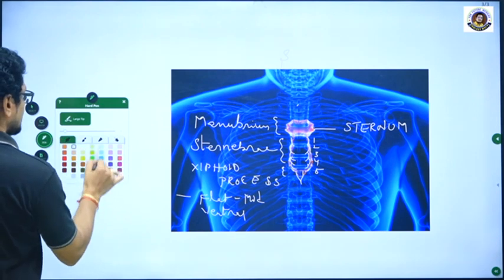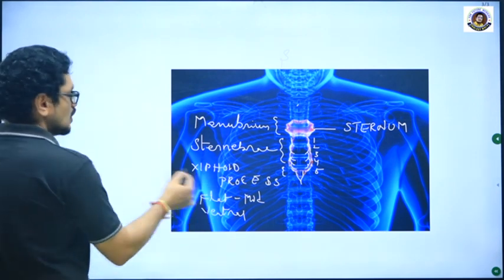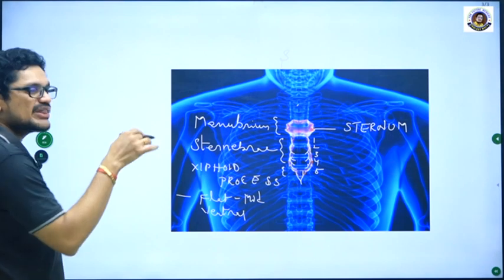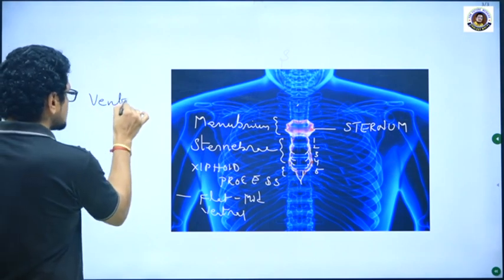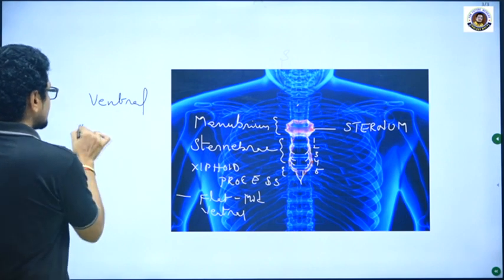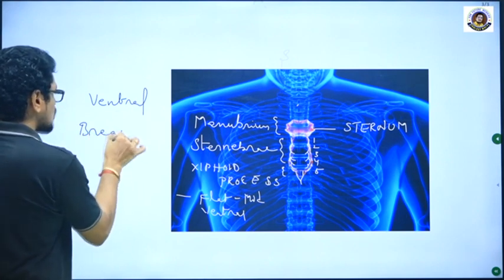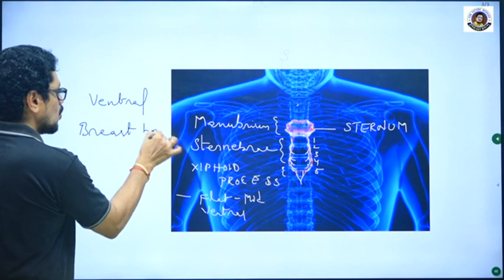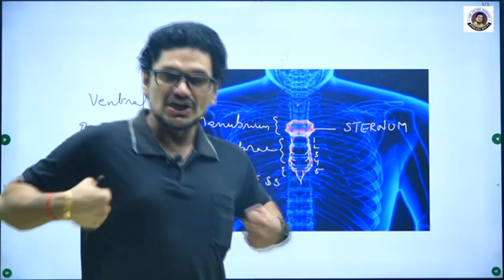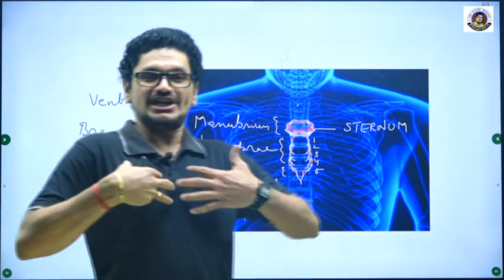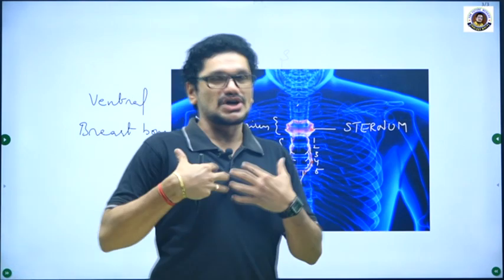Let me take another color. This is present on the ventral region. You have to remember a very important point: it is present on the ventral region. This is also called breast bone. Wow. Breast bone. It gives support to your muscles and is helpful for the attachment of ribs also.